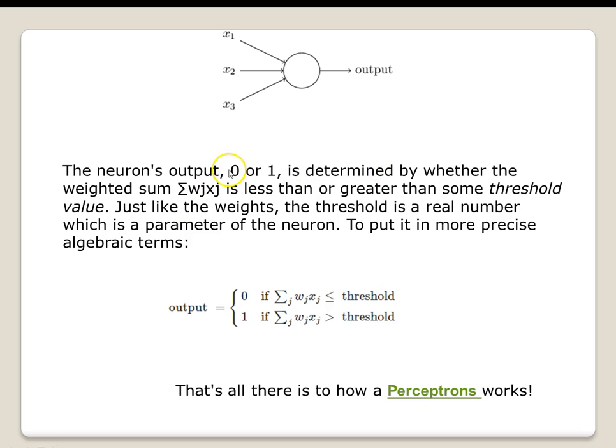The neuron's output, 0 or 1, is determined by whether the weighted sum is less than or greater than some threshold value. We're going to set some threshold value here, and if this is greater than that value, we'll output a 1, and if this is less than that value, we're going to output a 0. Let's see if maybe we'll have an example that makes it a little clearer, but do you understand what I'm saying? Again, we're going to take values, multiply them times w's, add them up, and we're going to get something here.